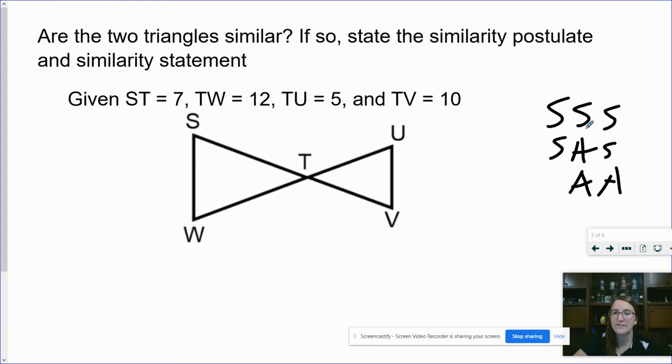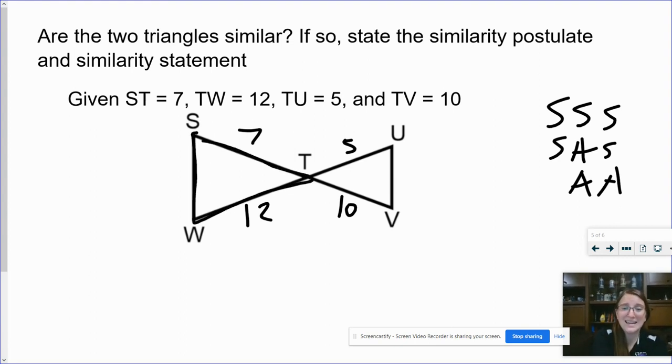So let's start off with seeing if any of these can even work. Take a moment, draw your picture, and label the information. Okay, we got ST is 7, TW is 12, TU is 5, and TV is 10. There is one other thing here that we need to look at. Looking at these 2 triangles, in each triangle I only have 2 sides, right? In the left triangle, I've got 7 and 12. In the right triangle, I've got 5 and 10. Well, that's not enough info because I don't have any postulate that's just side, side.